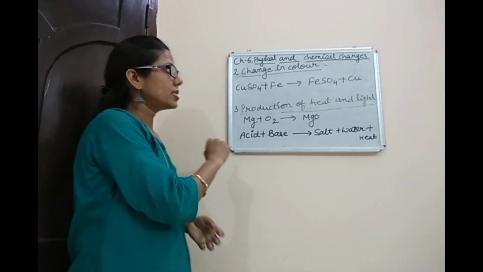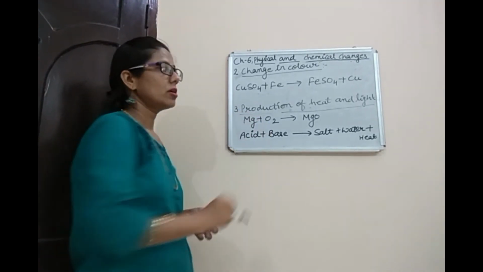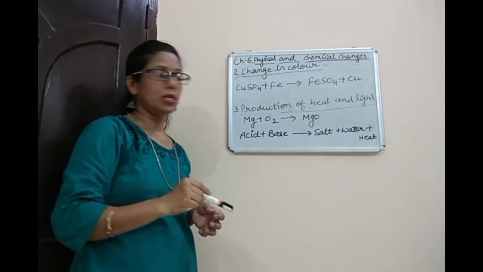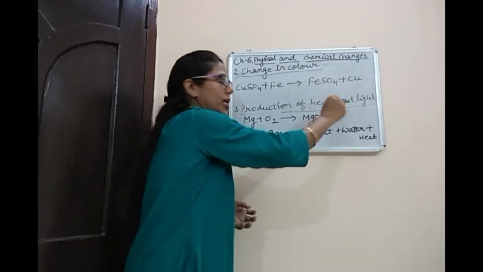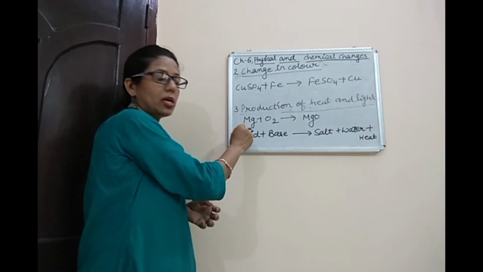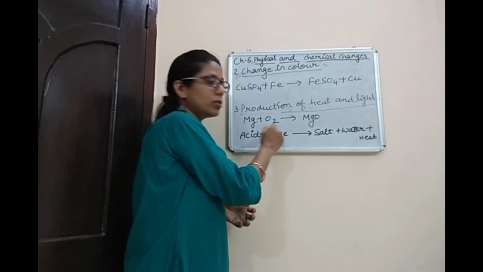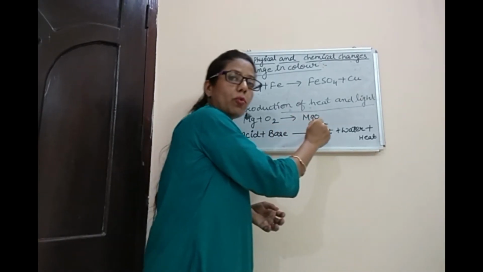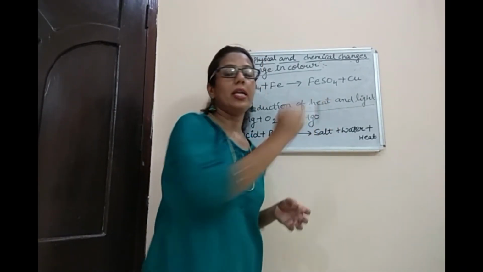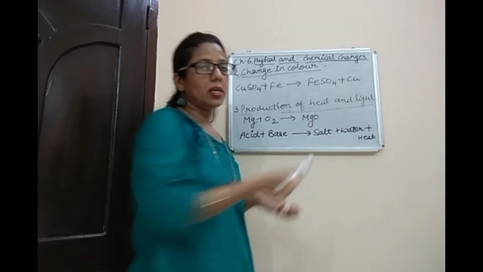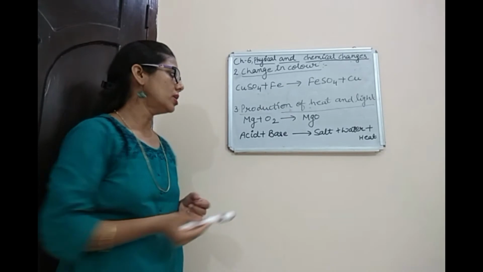Now, the next characteristic of a chemical change is production of heat and light. The example is, when we burn a magnesium ribbon in the presence of oxygen, magnesium oxide is formed with white dazzling light. So white dazzling light is a characteristic of a chemical change.